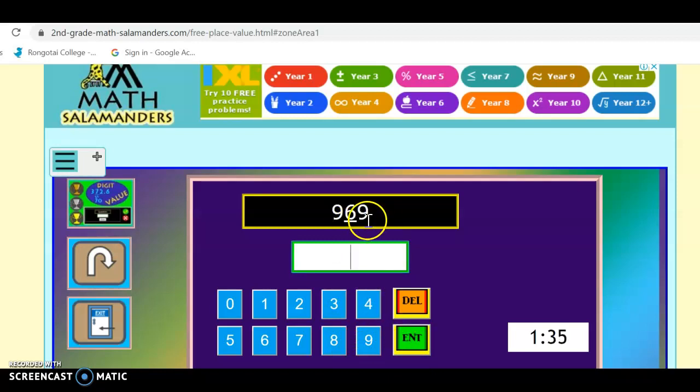6, it's not ones anymore, it's in the tens column. 6 tens, how do we write 6 tens? 60. Okay, so that's basically how that one goes.